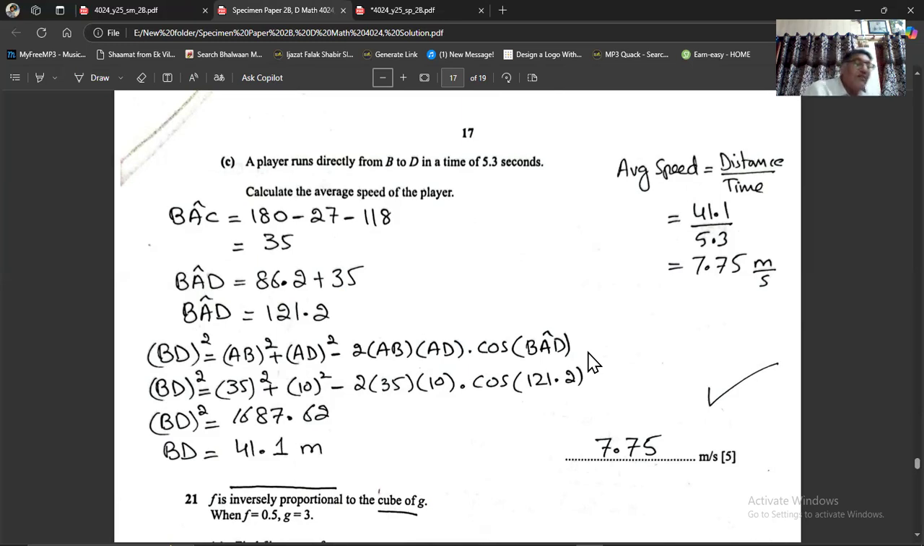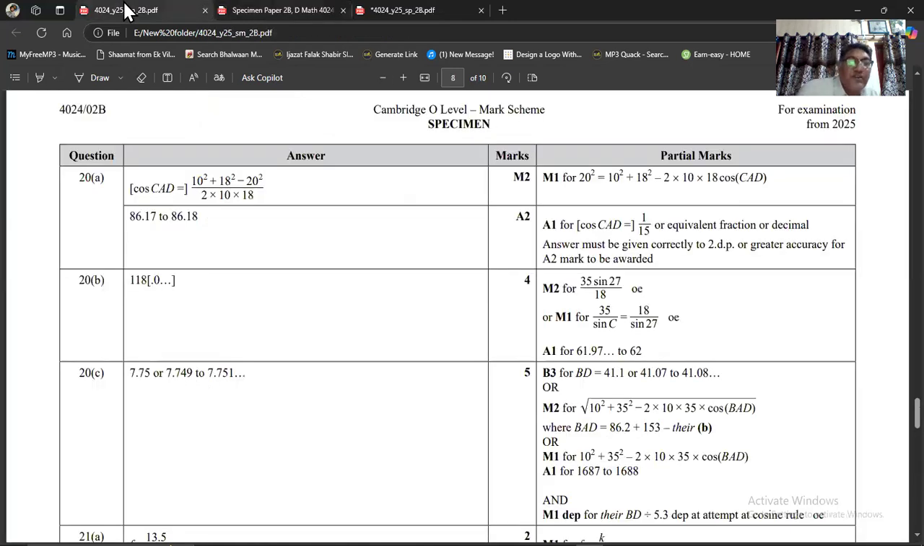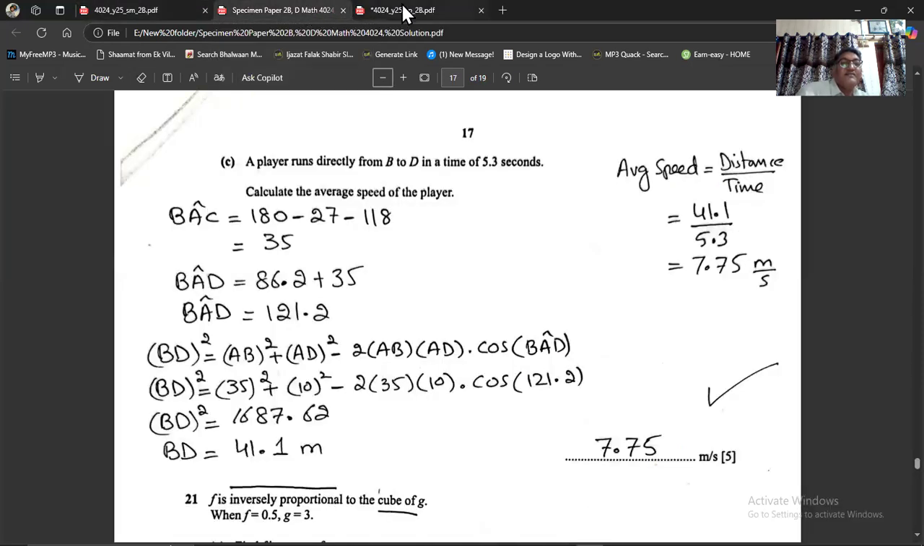So the distance traveled is 41.1 meters and the time taken is 5.3 seconds. The average speed will be equal to the distance traveled divided by the time taken, that is 41.1 divided by 5.3, and that is 7.75 meters per second. 7.75 meters per second is the right answer.